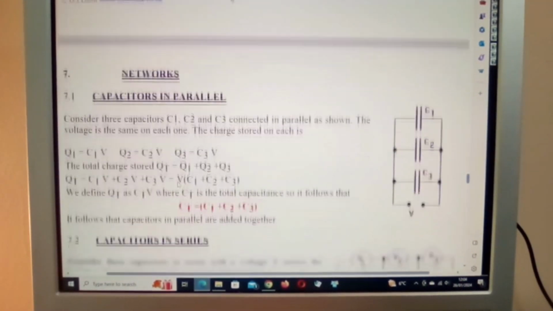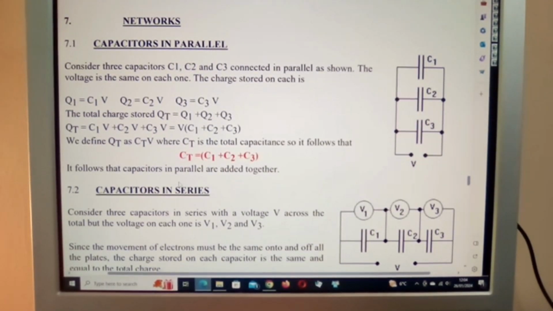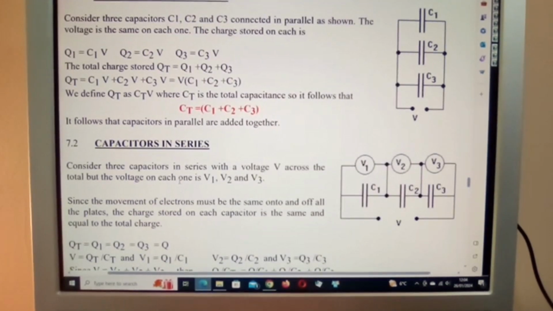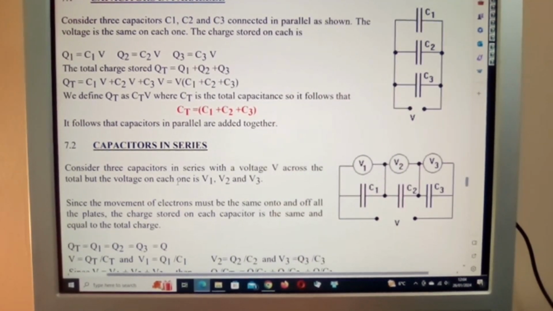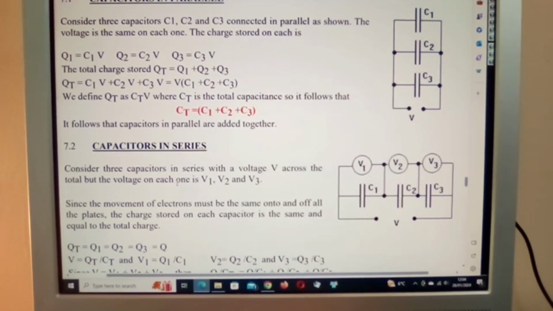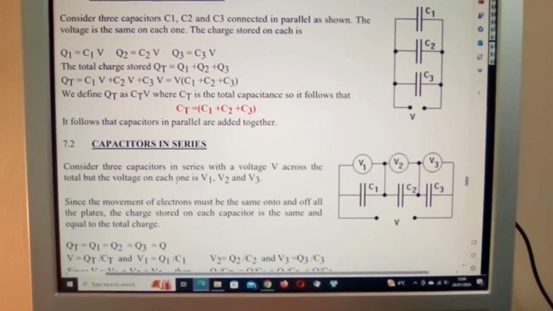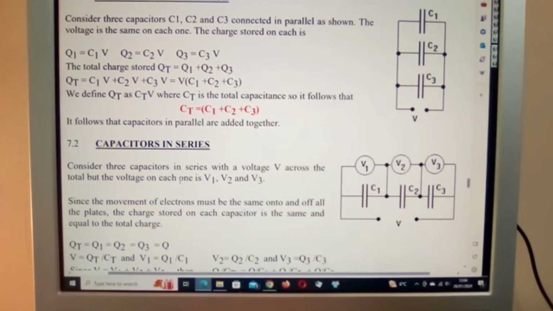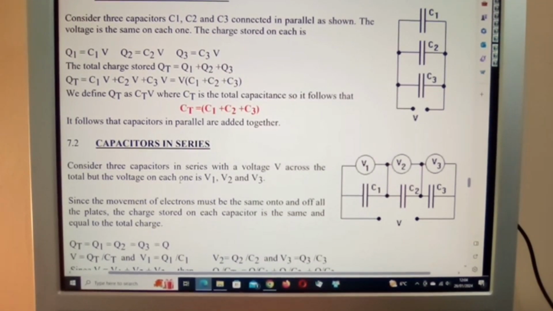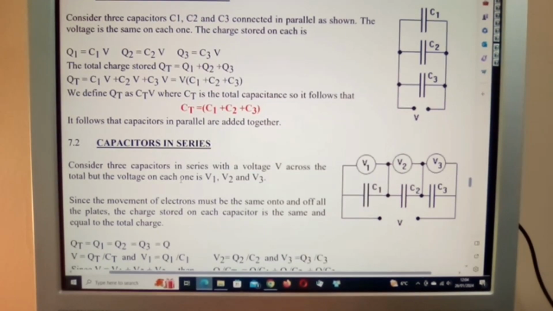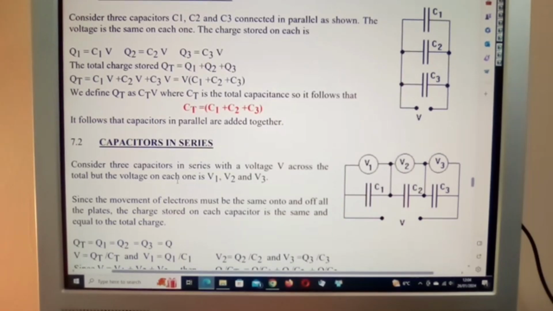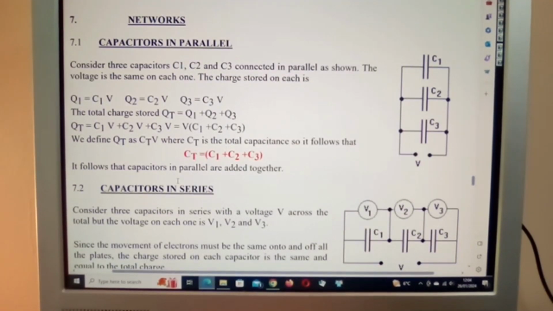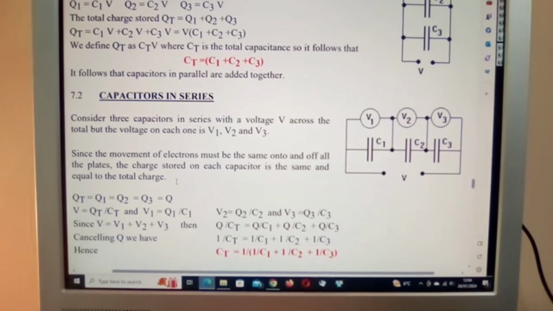Capacitors in parallel. Here you have capacitors in parallel and capacitors in series. Make sure you become familiar with how they are calculated.